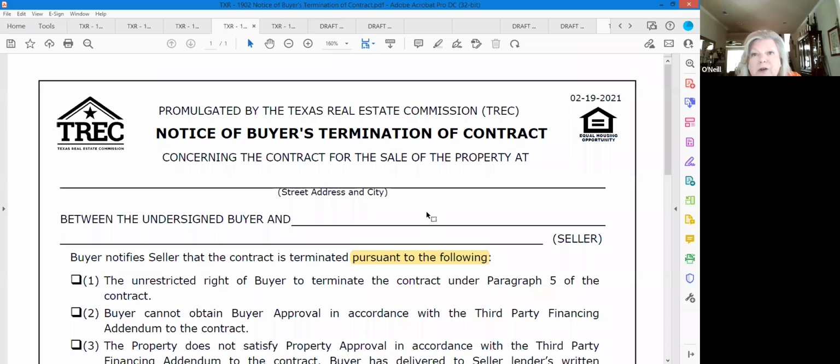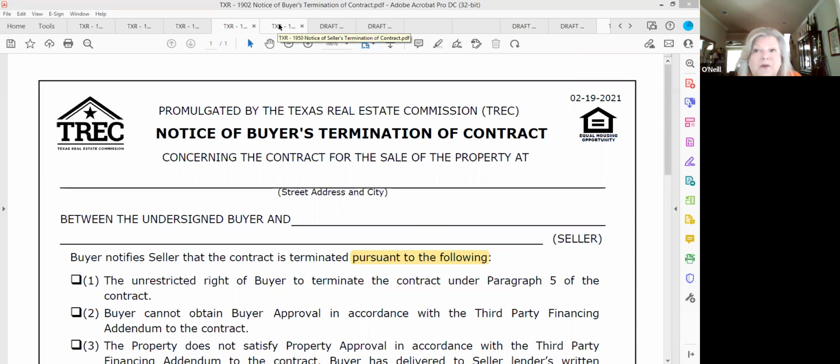You cannot use this form if the buyer is in default. Any questions? Okay. Well, then I don't want to see any of you misuse this form ever again. If the sellers receive this form, and the buyer said, I have an unrestricted right, and they didn't get the option fee receipted, that seller can come after the buyer agent, the buyer's broker, and the buyer. This is serious. Do not misuse this form.